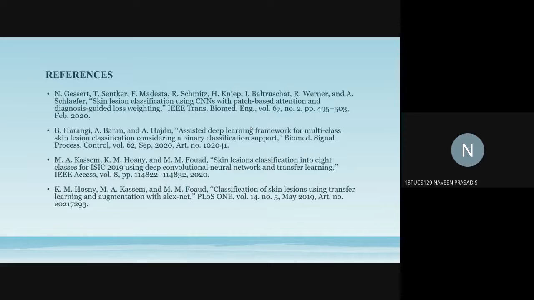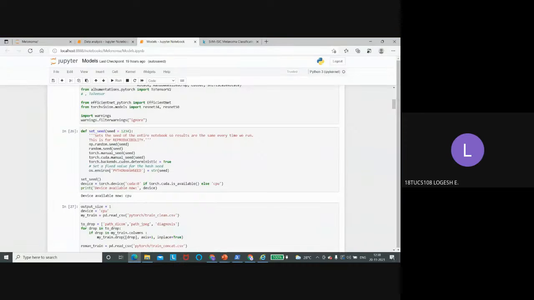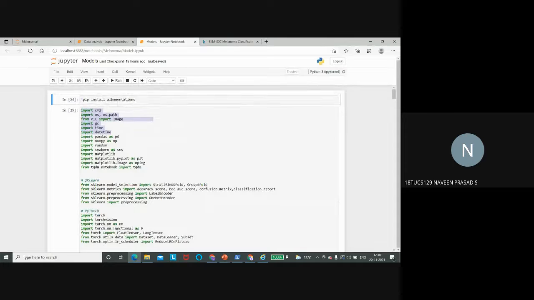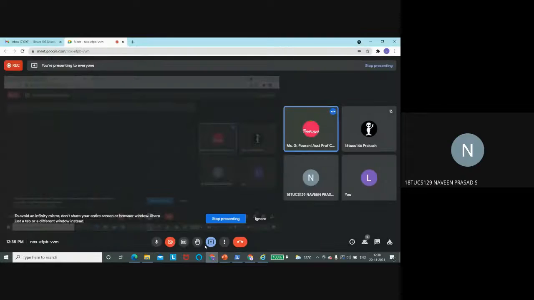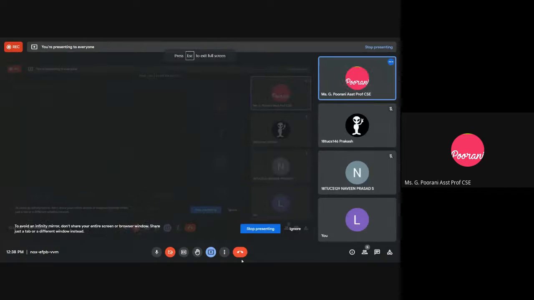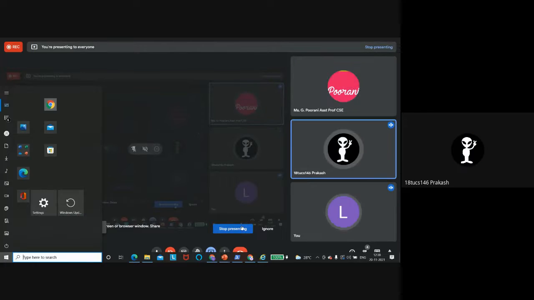Here we have it added. Just number it. Yes, ma'am. Implementation, Rakesh. First one, data analysis. Yes, that's fine. Already you have shown me the result, right? Yes, ma'am. Okay, then that's fine. Thank you, Logesh and Naveen Prasad. Thanks, ma'am. Prakash, are you ready? Yes, ma'am. I'm ready.